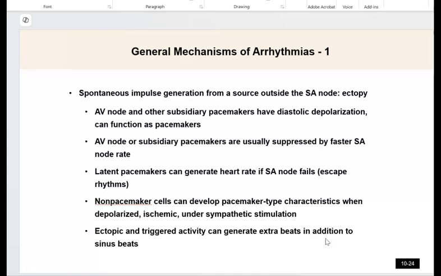The AV node and the other subsidiary pacemakers have diastolic depolarization, and they can function as their own pacemaker. The AV node or subsidiary pacemakers are usually suppressed by the SA node because it's faster. We can have the latent pacemakers that will kick in for escape rhythms if the SA node fails. Remember that the non-pacemaker cells can develop pacemaker-type characteristics when depolarized or under certain conditions like ischemia, hypoxia, or infarction. Ectopic and triggered activity can generate extra beats in addition to the sinus beats. So that's what gives us our PACs or PVCs, etc.